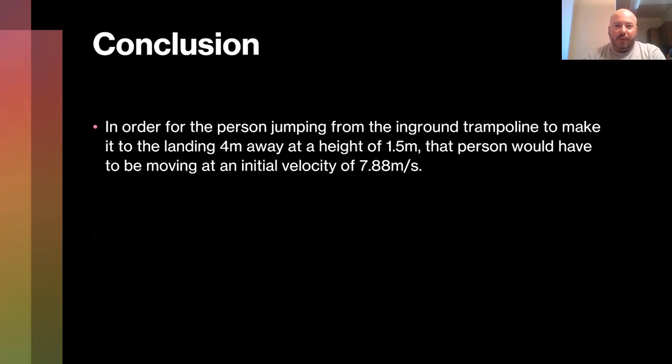So in conclusion, in order for the person jumping from the in-ground trampoline to make it to the landing 4 meters away at a height of 1.5 meters, that person would have to be moving at an initial velocity of 7.88 meters per second.